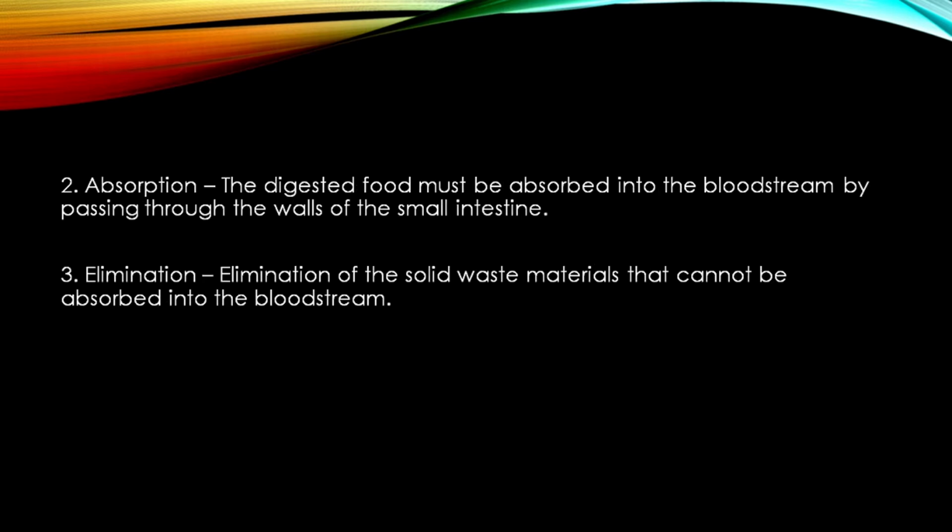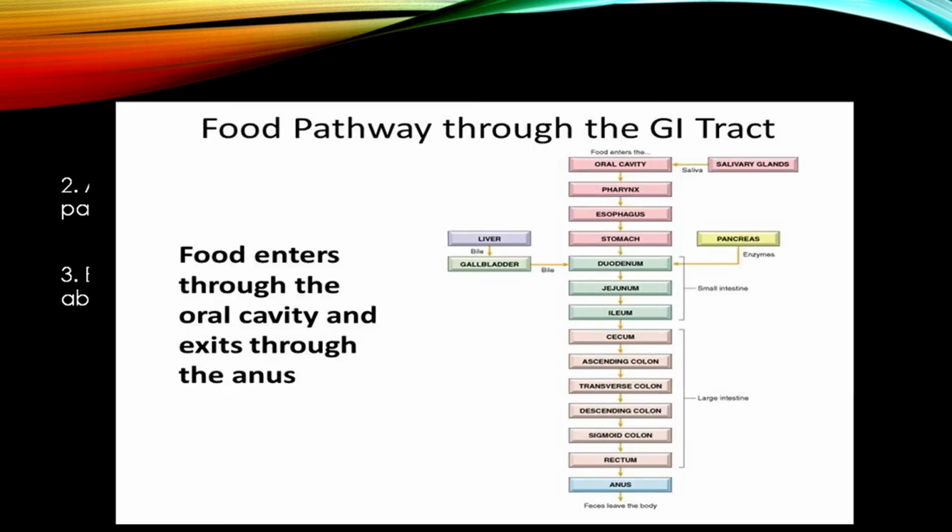Absorption: the digested food must be absorbed into the bloodstream by passing through the walls of the small intestine. Elimination: elimination of the solid waste materials that cannot be absorbed into the bloodstream.